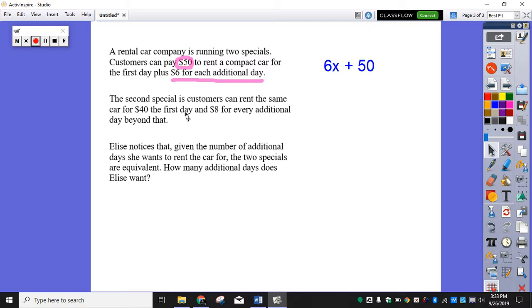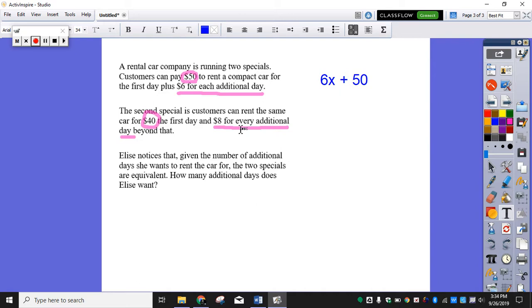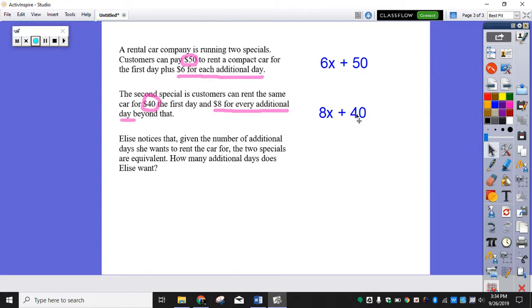The next section, the second special, is customers can rent the same car for $40 for the first day. So there's a flat amount, initial amount, and $8 for every additional day beyond that. So there's our rate. And so it will look a lot like what we just created. 8 for every day would be 8x. We don't know how many days there are. And then there is that initial amount of $40, so we add 40 to that.